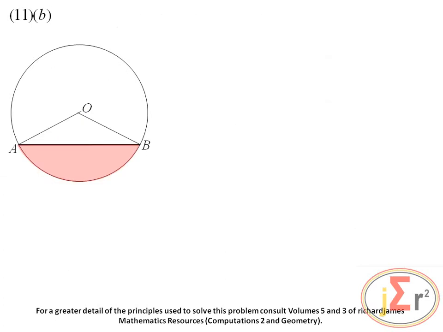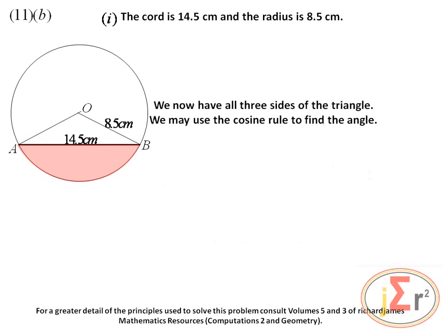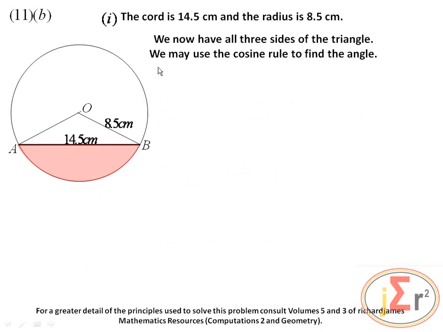In the diagram, O is the center of the circle of radius 8.5 centimeters, and AB is a chord of length 14.5 centimeters. Calculate the value of theta to the nearest degree. So, the chord is 14.5 centimeters and the radius is 8.5 centimeters. Therefore, we will have all of the sides of that triangle. So we now have all three sides of the triangle. We may use the cosine rule to find the angle.